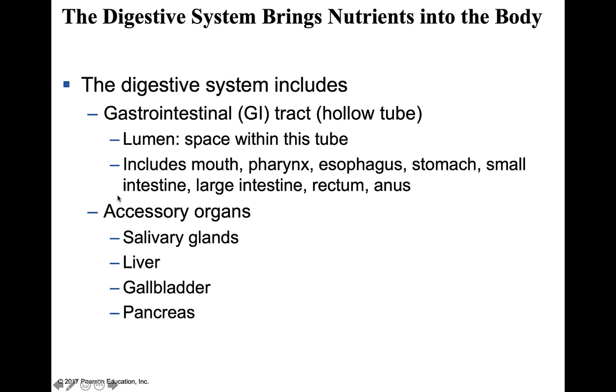Now, lumen, that's a term that we've talked about before, and that's actually the hollow part. Okay, so that's the hollow part of the space within the tube. And if we look at the structures that are part of this tube, it includes the mouth, the pharynx, esophagus, stomach, small intestine, large intestine, rectum, and anus. Now, accessory organs, this is the other part. They are actually producing secretions into the tube. So these are going to be made up of the salivary glands, the liver, gallbladder, and pancreas.